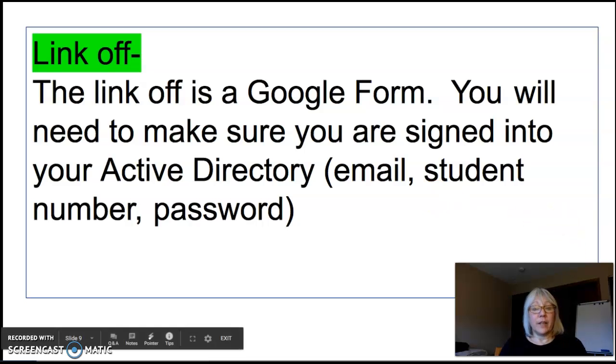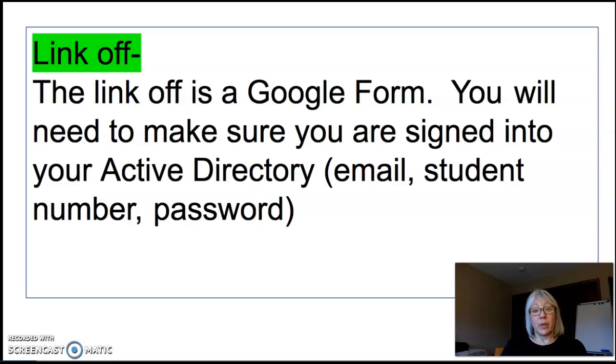Today, your link off is a Google form. You will need to make sure that you're signed into your Active Directory. Your email, student number, and password will be needed to do that. So what I would like you to do is do the link off practice. It's very much like this lesson, except it does not use mittens.